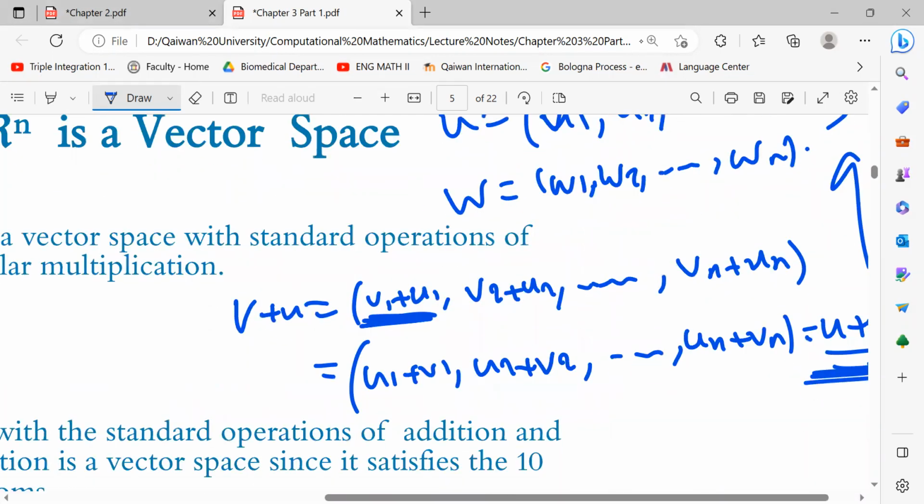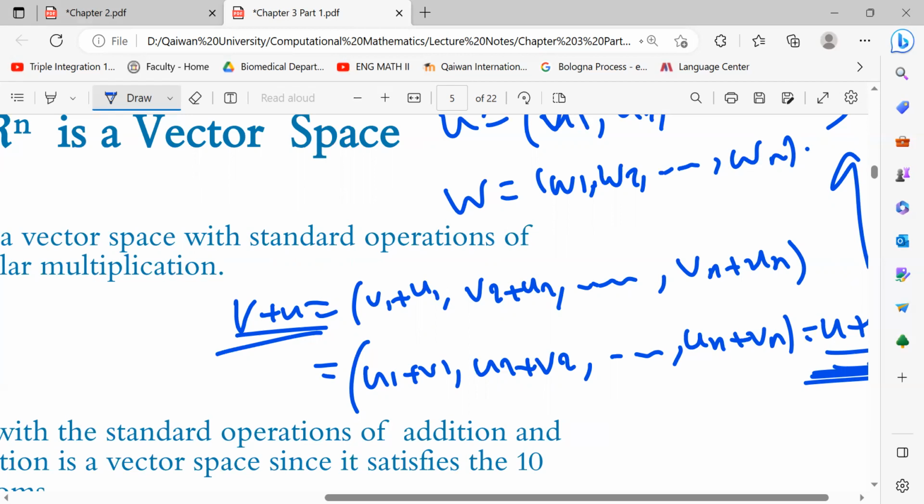Now, what we do here, we say for addition, we prove that if we pick any two vectors, the sum of them is in Rn also. That means the sum of any two vectors is in Rn. If we pick the vectors in Rn, which are n-tuples, the sum of them is also a vector of n-tuples. So it's closed under addition.